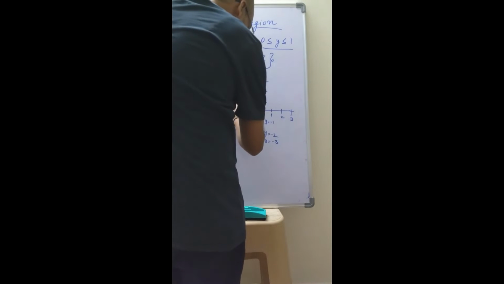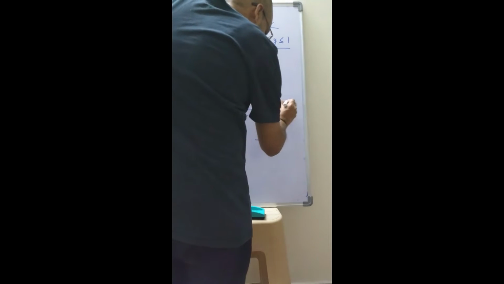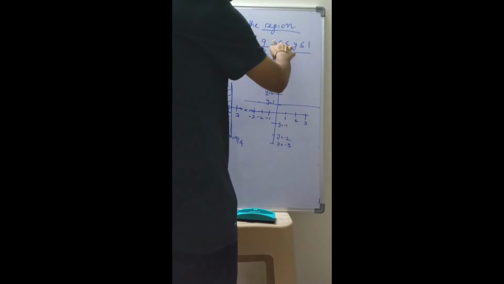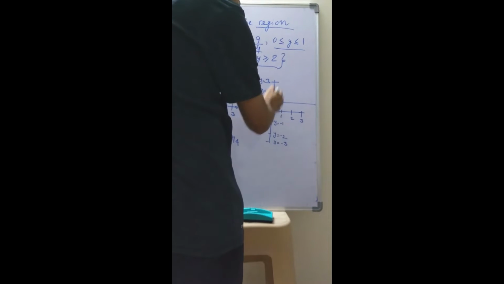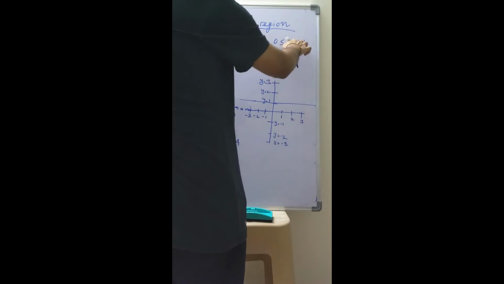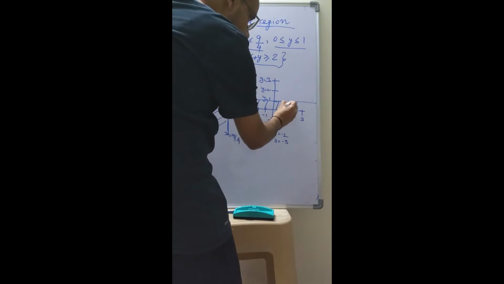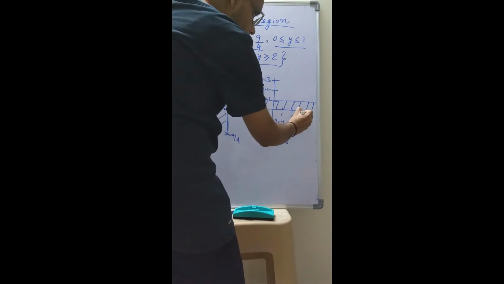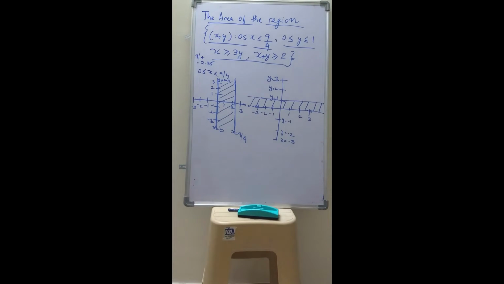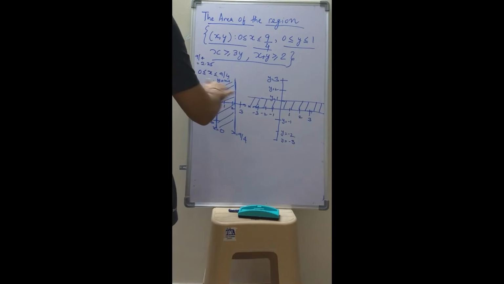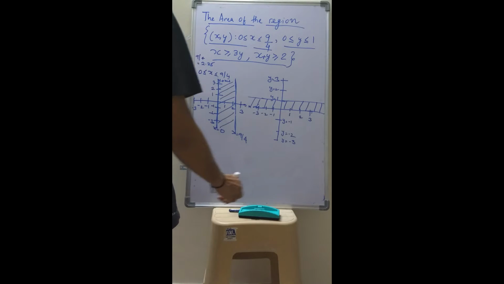This is where your y is equal to 1, right? And if you see clearly, which is the area where y is greater than 0 but less than or equal to 1? This will be the area where y is greater than 0 but less than or equal to 1, right? Now you get two areas.